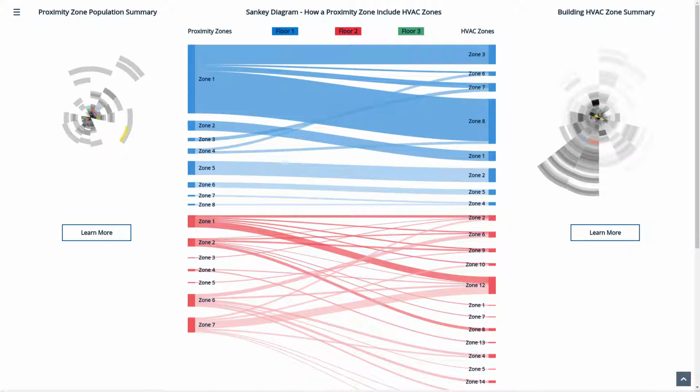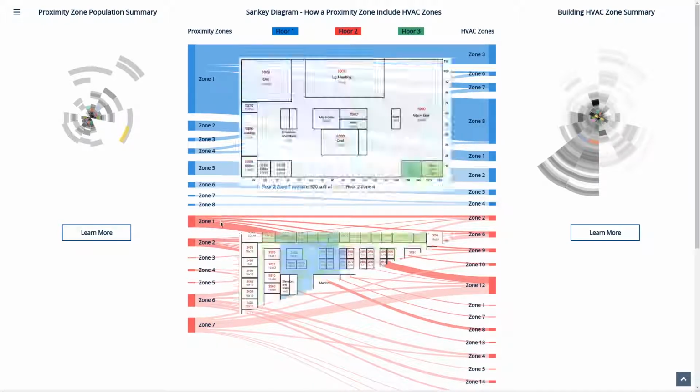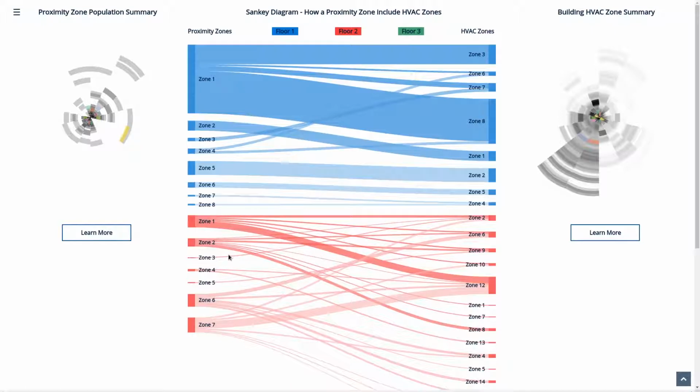The Overview tab shows the relationship between proximity zones and HVAC zones. Users can see the corresponding area in the map by mousing over the links connecting zone names.